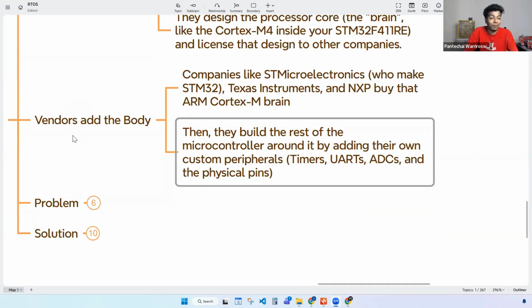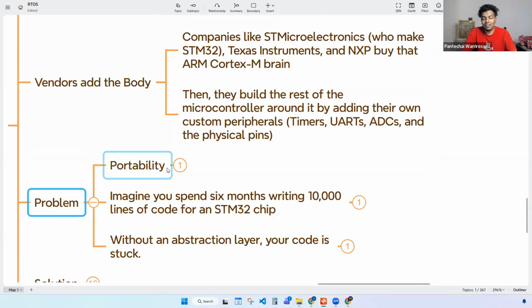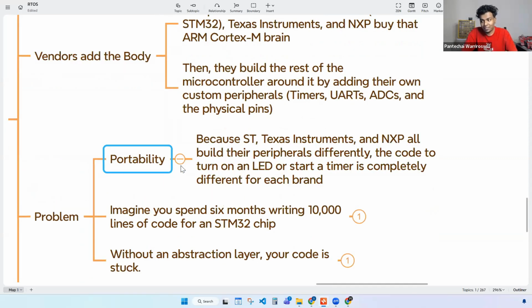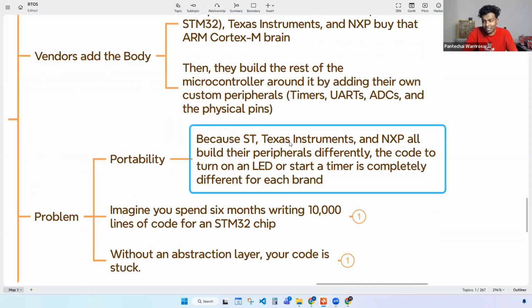But here some problem is also there. What is the problem, Sanjay? Imagine they talk about the term called portability. What do you mean by portability? Because ST or Texas Instruments or NXP all build their peripherals differently.